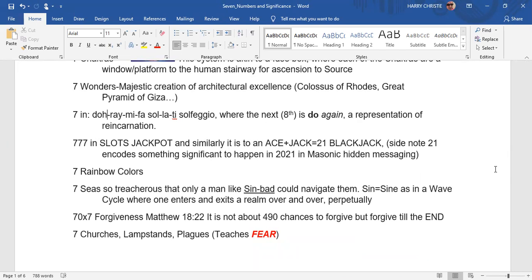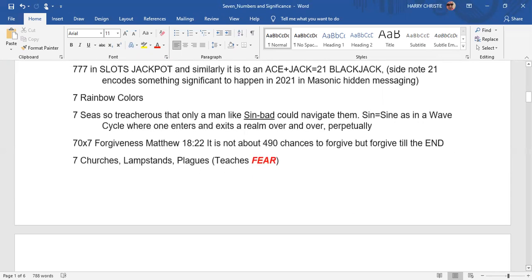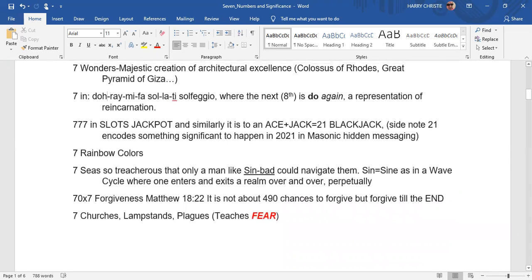See, the next one I have here is the 7 colors of the rainbow, which kind of just fits in with the chakra system. Yep. The rainbow colors. We also look at the 7 seas. They were so treacherous, these 7 seas, that you had a character named Sinbad. Sinbad the sailor. Yeah. A sin that is bad, right?